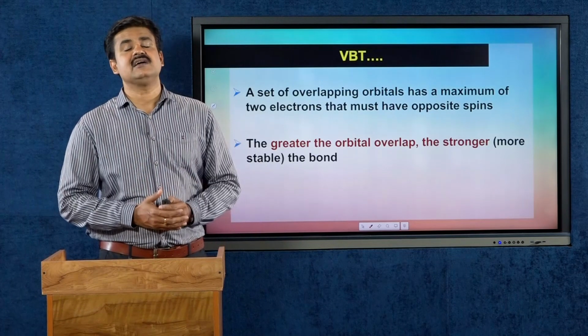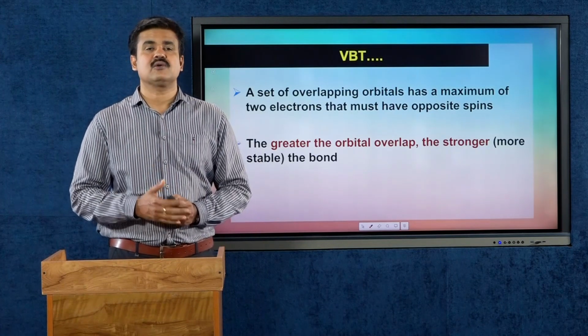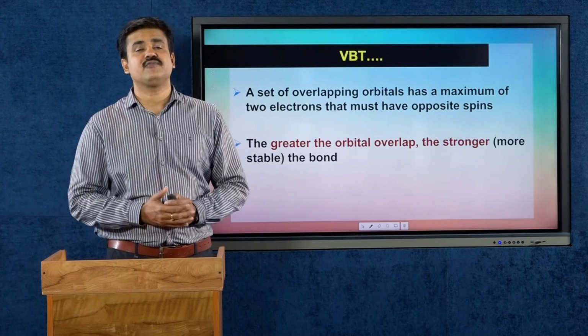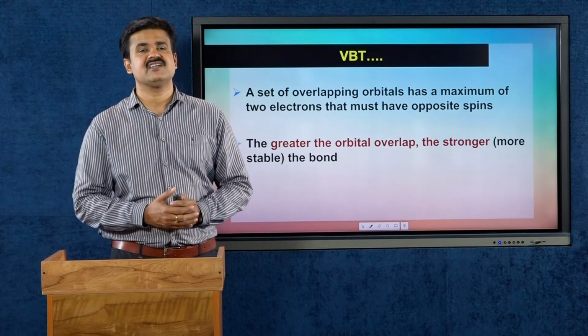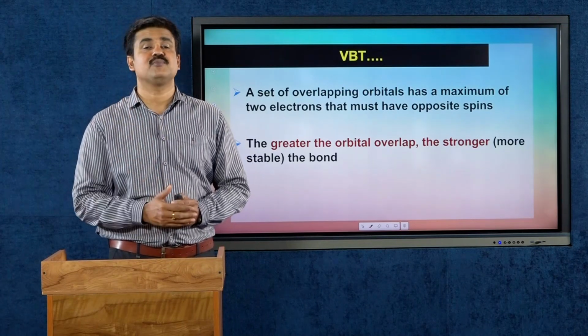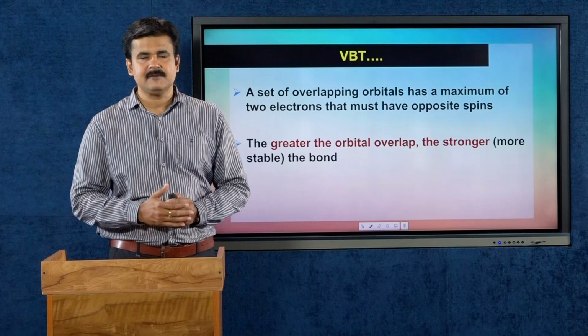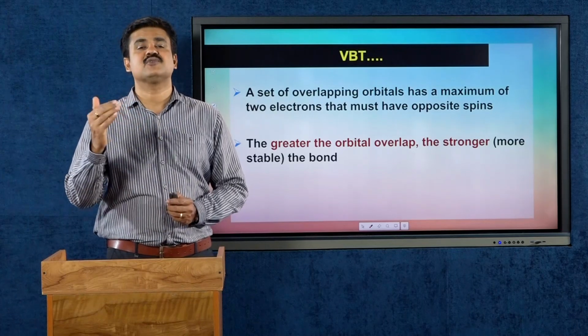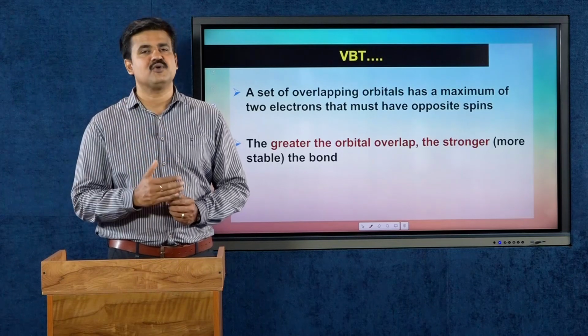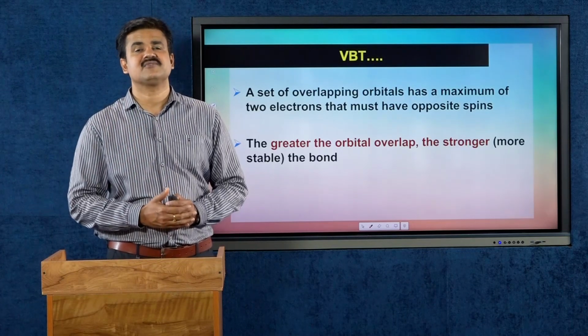The greater the orbital overlap, the stronger or more stable will be the covalent bond. That is, the extent of overlap has a strong connection with the strength of the resultant covalent bond. This is one of the most important aspects of the valence bond theory, which governs the strength of the covalent bond produced. This strength of a covalent bond cannot be explained on the basis of the Lewis theory.